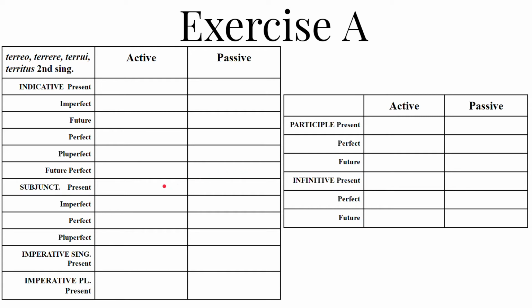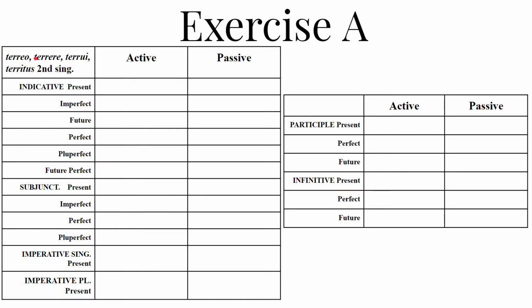For the present subjunctive, this is a second conjugation, so the present stem is terre. Add the letter A, so we get terrea, and then the personal endings. So terreas, terrearis.